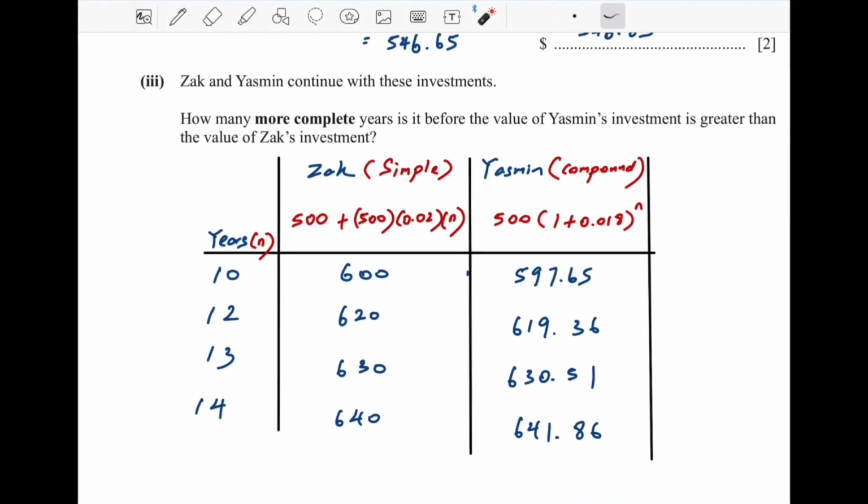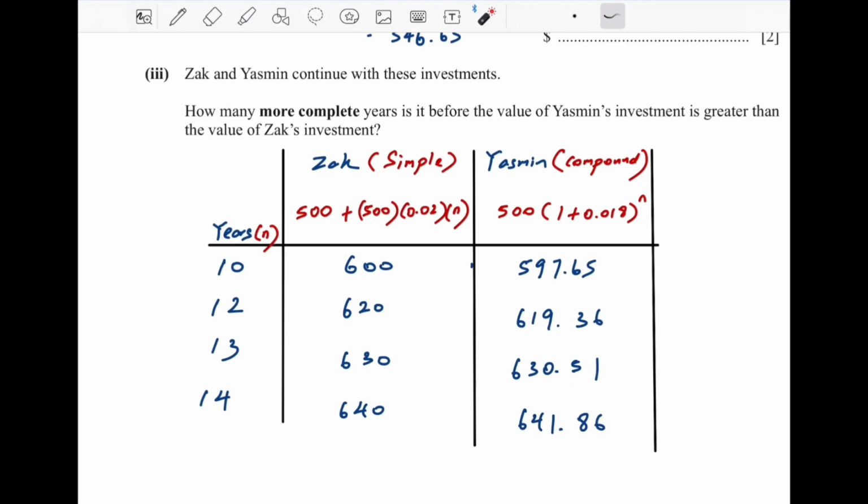So there will be a comparison. How many more complete years where Yasmin's investment is more than Zach's? So you have to do a little bit of trial and error for comparison between simple and compound interest. This is how it works for simple interest. This is how you apply for compound interest, including the principal. Then only you can compare the value. So you have to try it out for a few trial years.